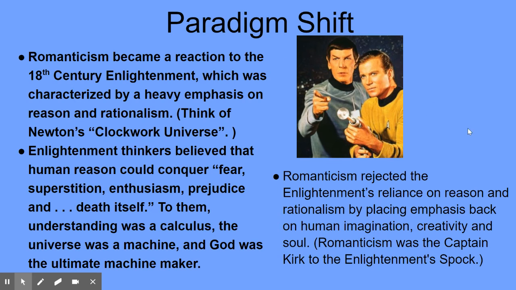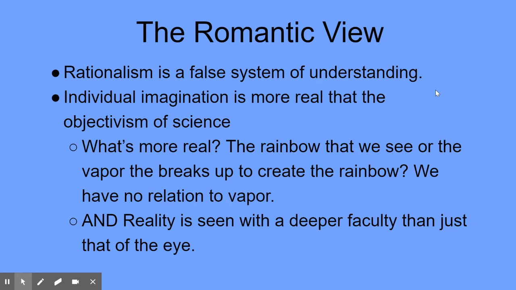So one way you can think about it, I guess I could have the new Spock and Kirk, I have the old Spock and Kirk. Spock would be the rational, Enlightenment style thinker, and Kirk would be the super emotional romantic, right? So ultimately, it's about believing that rationalism is a false way of understanding human beings. It's going to lead you astray because it's incomplete. And in fact, the individual imagination is more real than science.